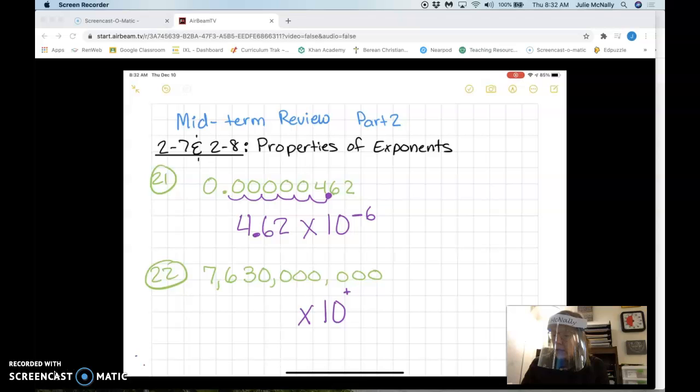So for number 22, if I want to make a number between 1 and 10, where will I put my decimal? Between 7 and 6? Yes, good. So I'm going to put my decimal right there, and I'm going to make 7.63. And then I'm just going to count. Remember, I always have an imaginary decimal sitting right here at the end of a number like this. So I'm just going to count how many times I moved it. 1, 2, 3, 4, 5, 6, 7, 8, 9. So I moved it 9 times.